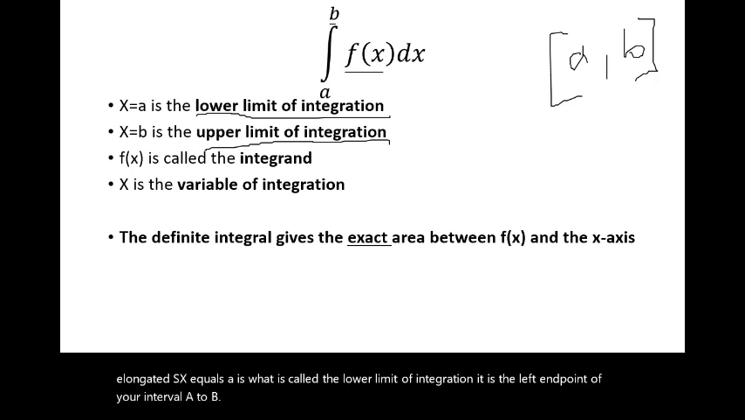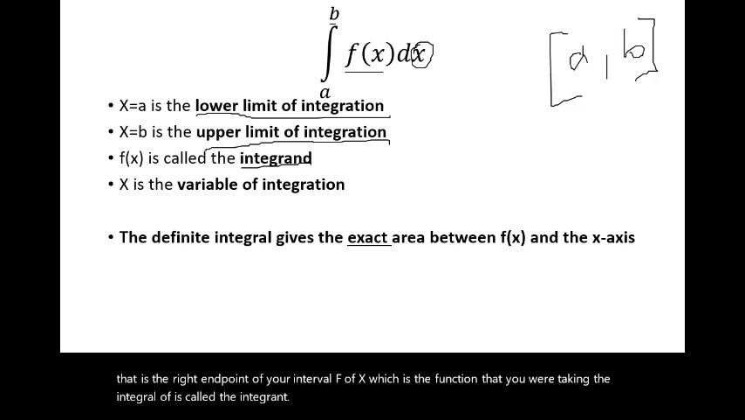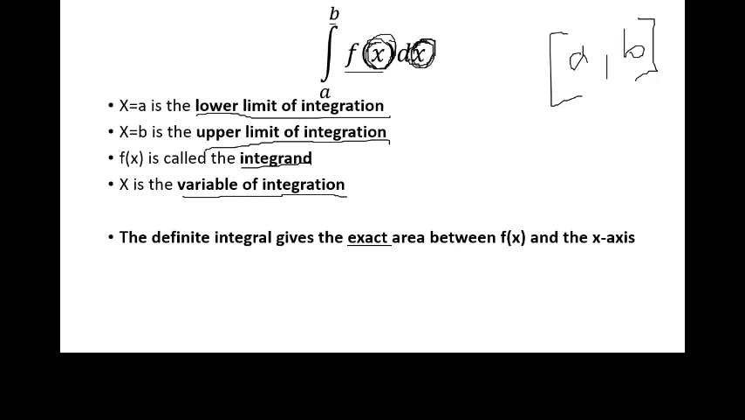f of x, which is the function that you are taking the integral of, is called the integrand. And x here, this part that follows the dx, this is called the variable of integration. And remember, in this class, this is one variable calculus. Whatever variable your function is in terms of needs to be the same as your variable of integration. So this variable here needs to be exactly the same as this variable here.